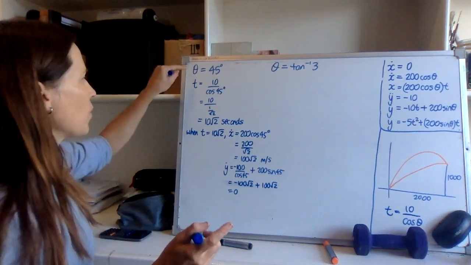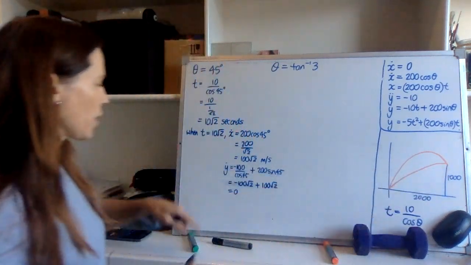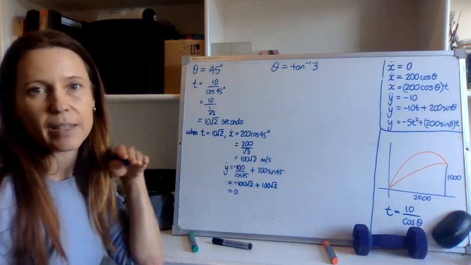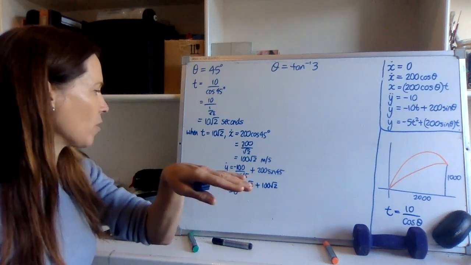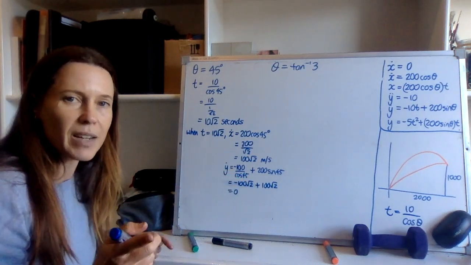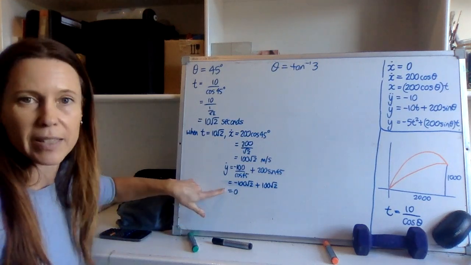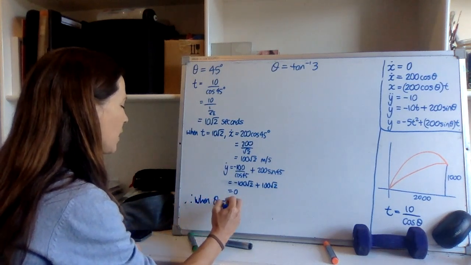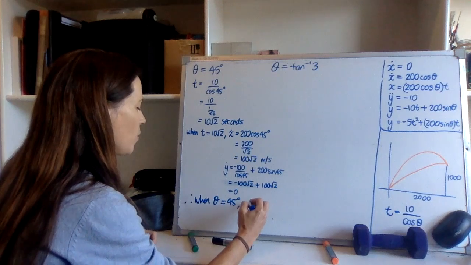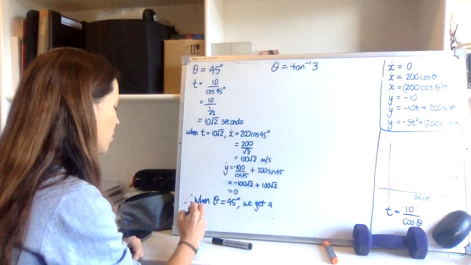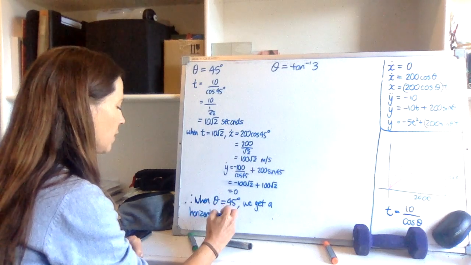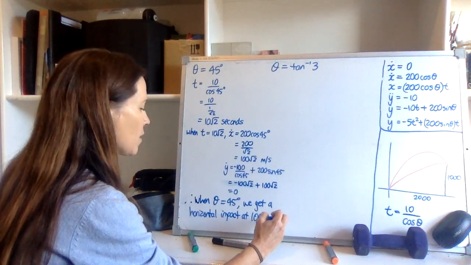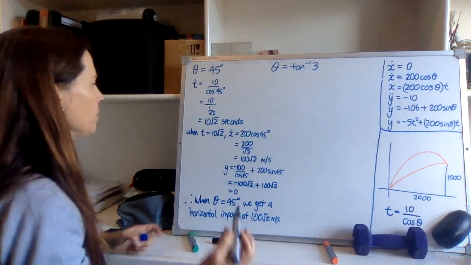So what this means is that when our angle is 45 degrees, the lower shot, we're going to come in with a vertical velocity of 0, which means that the velocity is completely the horizontal velocity. We're coming in flat at an angle of 0 degrees. So just by finding the impact speed here, I've actually also found the angle, because I can see that there is no vertical component. So therefore, when theta equals 45 degrees, we get a horizontal impact at 100 root 2 meters per second. Okay, so that's that one done.